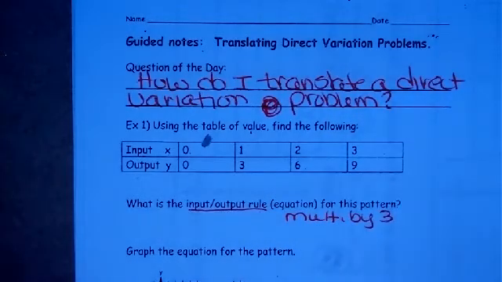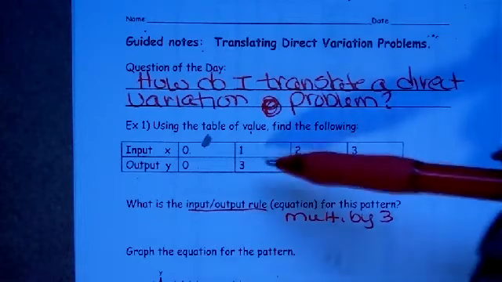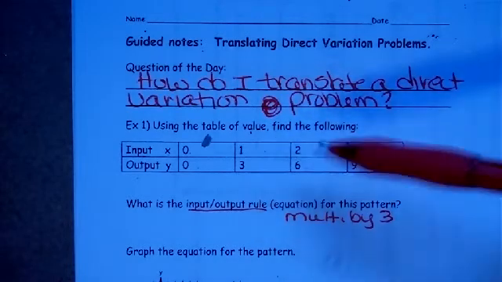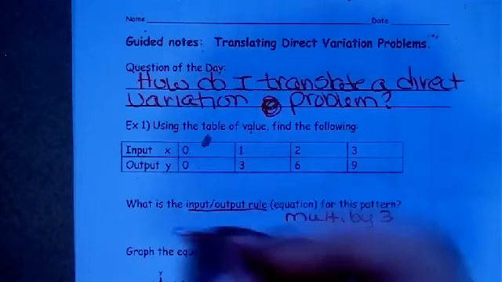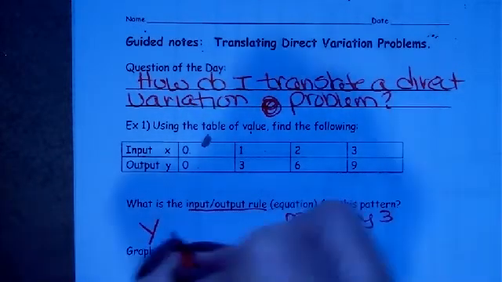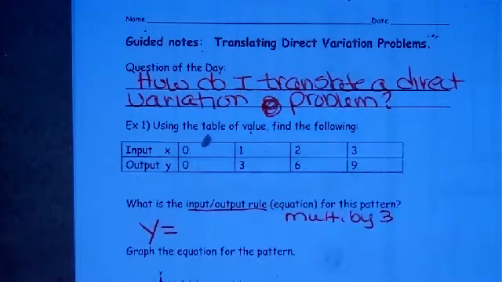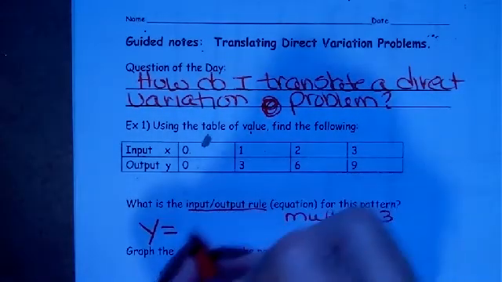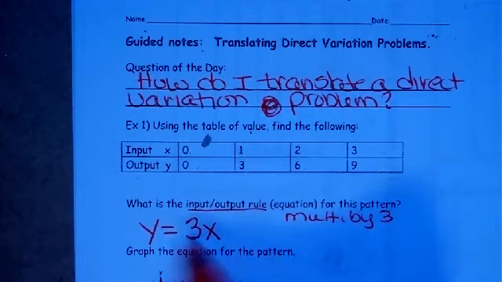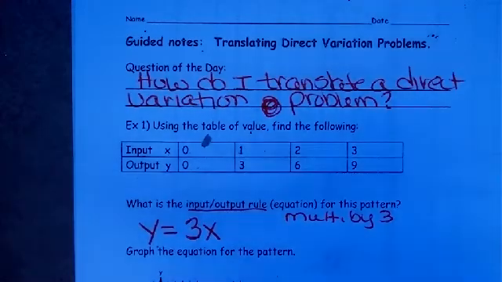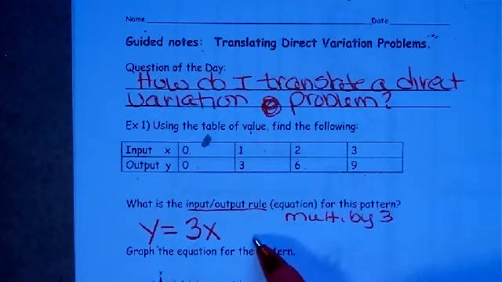How do I see that? Well, it's hard to see with (0, 0). Look right here. 1 times 3 is 3. 2 times 3 is 6. 3 times 3 is 9. Now, you learned last year that your equation has your x's and y's in it. So I'm going to have y equals 3x, because I'm multiplying x by 3 to get y. Okay, that's a review from your proportionality unit last year. Now, we just translated this table of values into its equation.